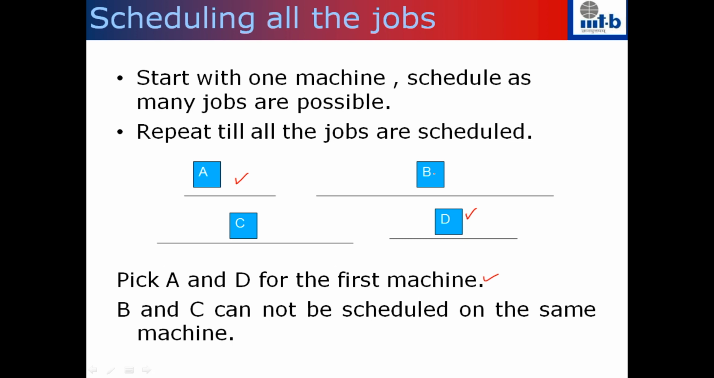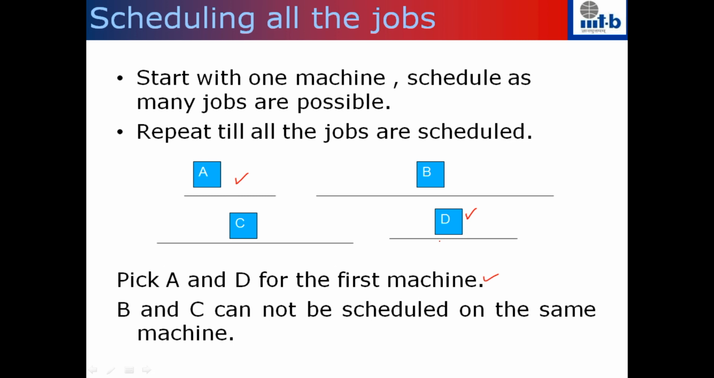The first machine gets A and D, the second machine gets the job C, and the third machine gets job B. So the greedy algorithm has ended up using 3 machines. But instead, what we can do is schedule A and B on the first machine, right? They don't conflict. You can also schedule C and D on the second machine, because C and D don't conflict. So this schedule uses only 2 machines: A and B on the first machine, and C and D on the second.